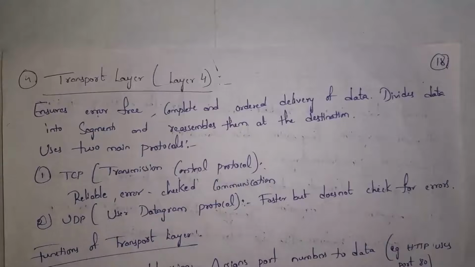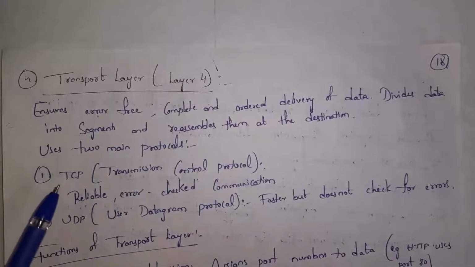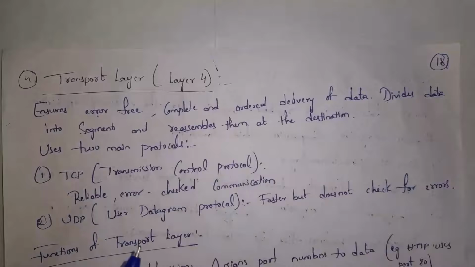Guys, there are two main protocols in the transport layer. They are the TCP protocol and the UDP protocol, where TCP stands for Transmission Control Protocol. Transmission Control Protocol will send our data from source to destination by checking errors. So it is good because while transmitting data, it will check errors. And the next one is the UDP protocol, where UDP stands for User Datagram Protocol. TCP is slow because it checks errors, whereas UDP is fast because it sends data from sender to receiver very fast as it does not check any errors.